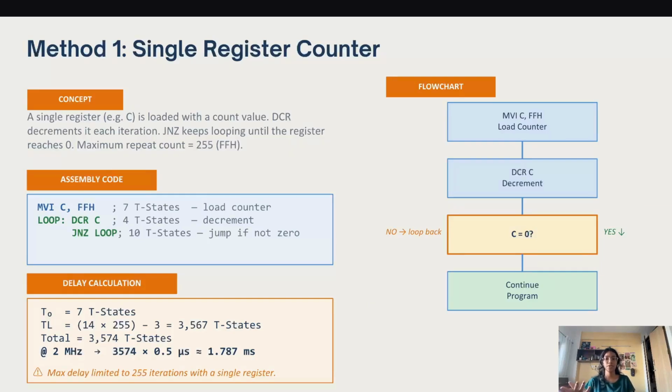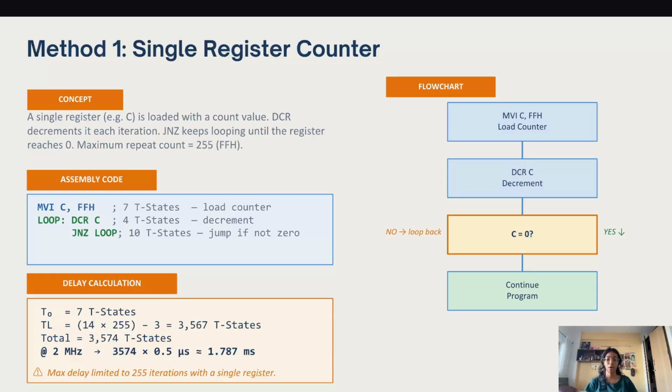The first method is using a single register counter. In this method, a register is initialized with a value, then we decrement the register, then we check if the register has become 0 or not. If it is not 0, then the loop continues, and if it is 0, then we come out of the loop and the program continues. So now let us get into the mathematics of it.